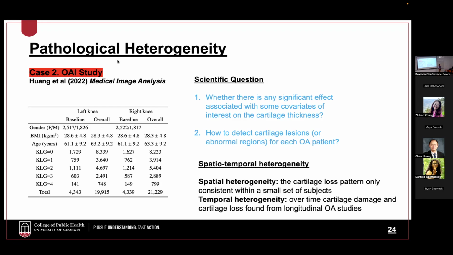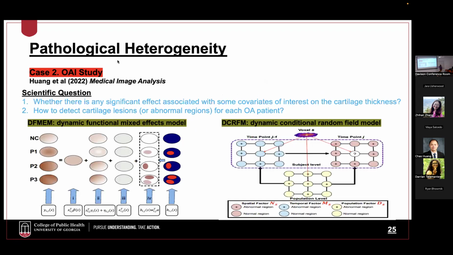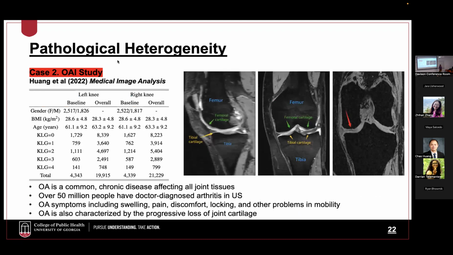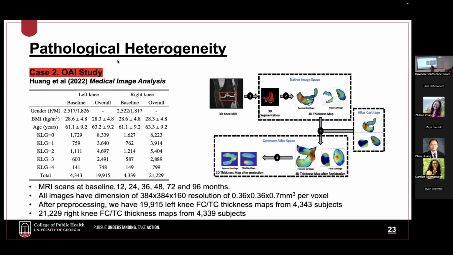What is spatial temporal heterogeneity? I want to talk about that. This is not a baseline or cross-sectional study. This is a longitudinal study. We have imaging data for each patient at baseline, 12 months, 24 months, 36, 48, 72, and 96 months. So it is a longitudinal study.